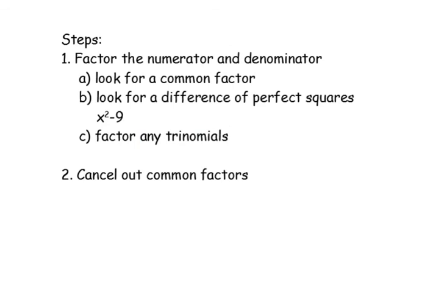So here are your steps. You always start by factoring the numerator and denominator. Look for those common factors. We see a lot of those. Look for that difference of perfect squares, like x squared minus 9. Factor any trinomials, and then cancel out common factors. And that's it.